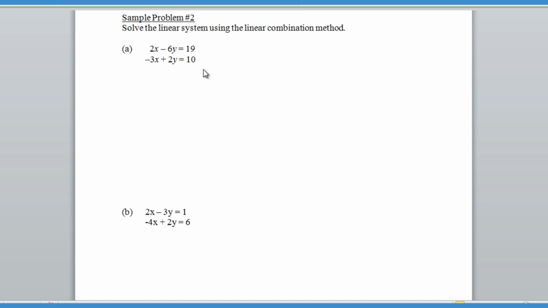So if you notice right off the bat in part A, we don't have a single coefficient that's 1, and so that's why we're going to take a look at using linear combination in this method. So now I need to look at the individual x's and individual y's and see if there's any way that I could create an opposite coefficient.